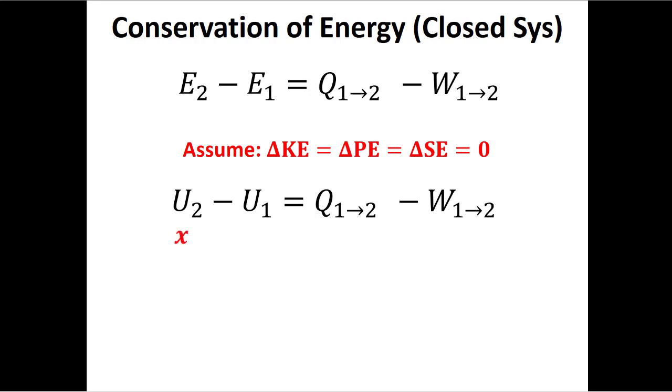Unfortunately, at this point, I don't know U2, I don't know U1, I don't know Q, and I don't know W. So the good news is that I have an equation. The bad news is I don't know any of the terms inside that equation. So I'm going to start off by trying to find the work.